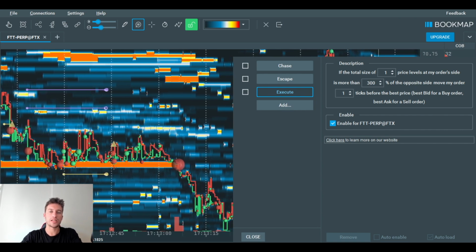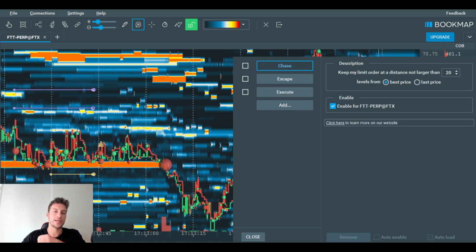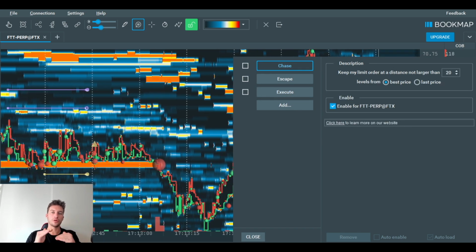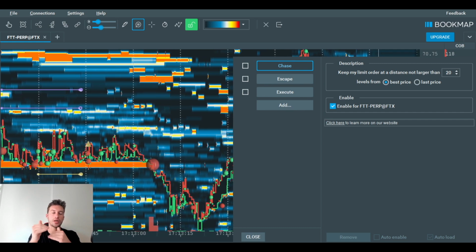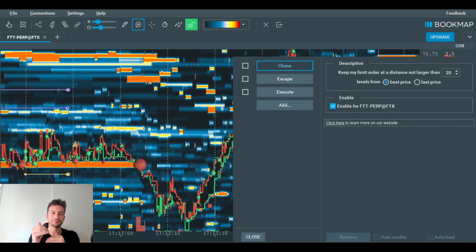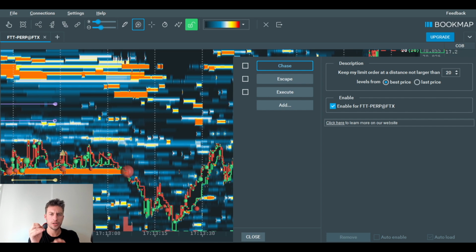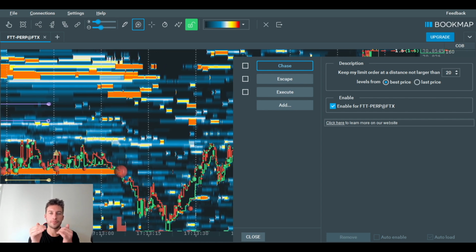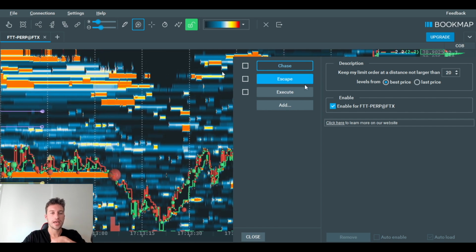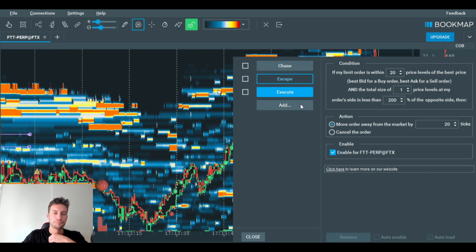The first one is chase. What chase does is, if I place a bid, it will make sure that my buy order is always 20 ticks away from the best bid or the best offer. And the escape button, this is probably my second favorite.